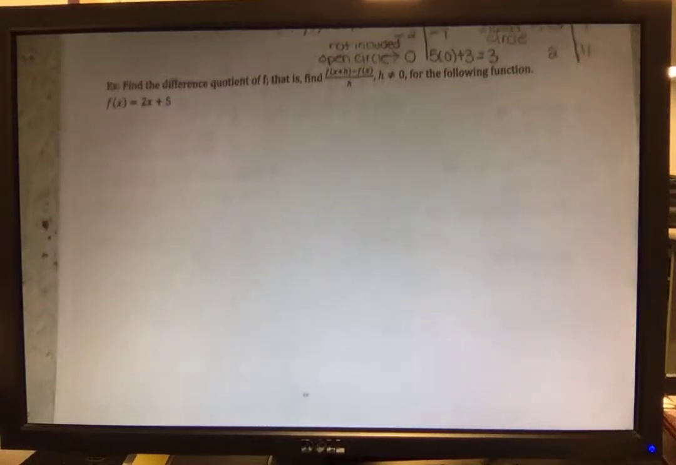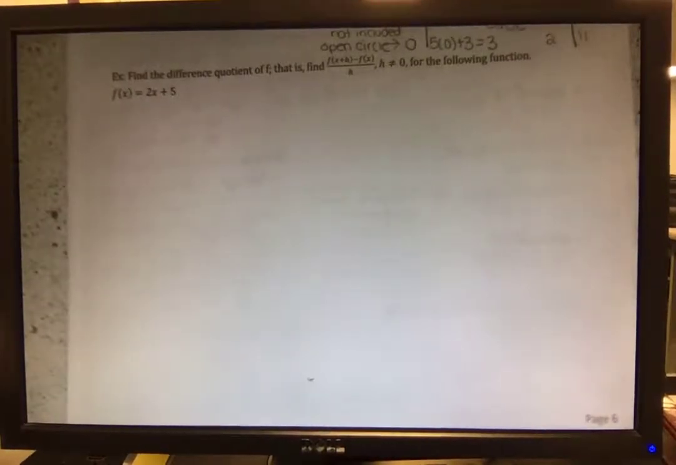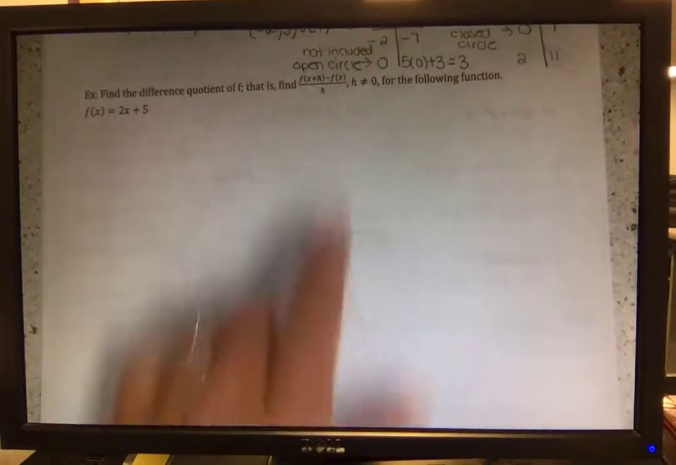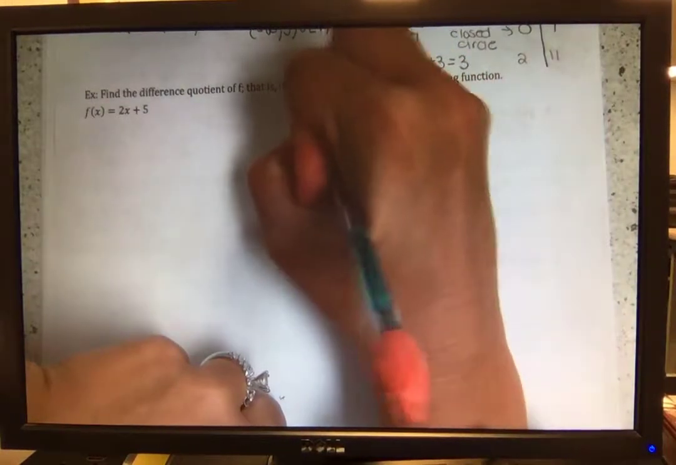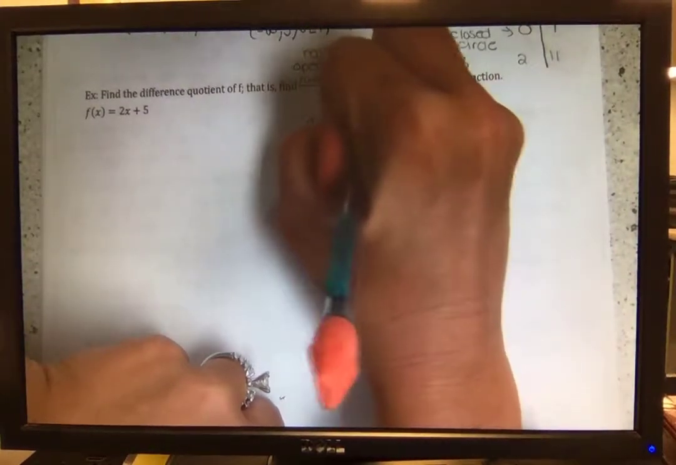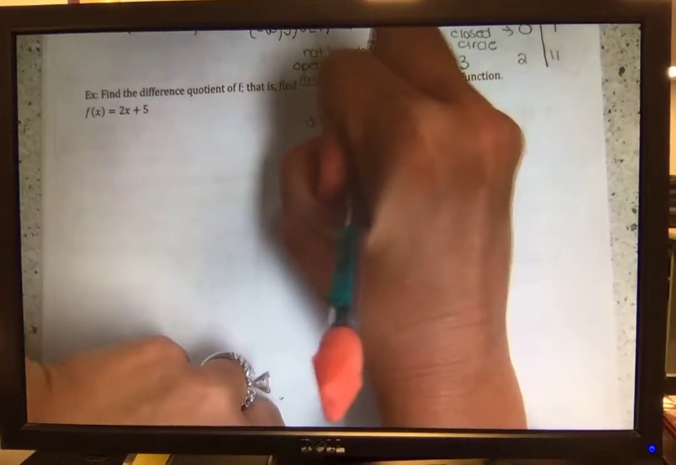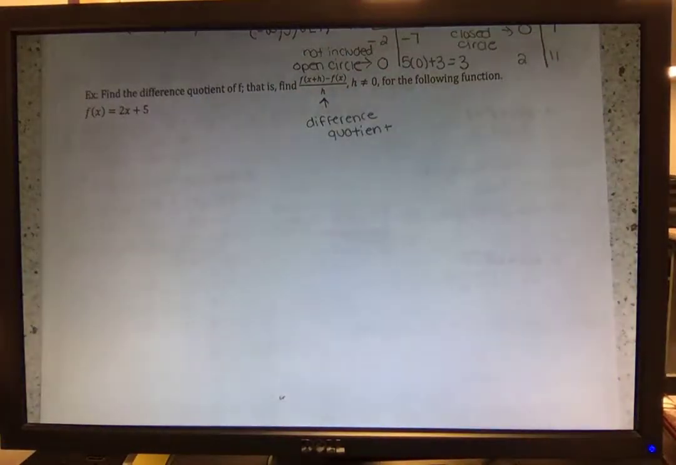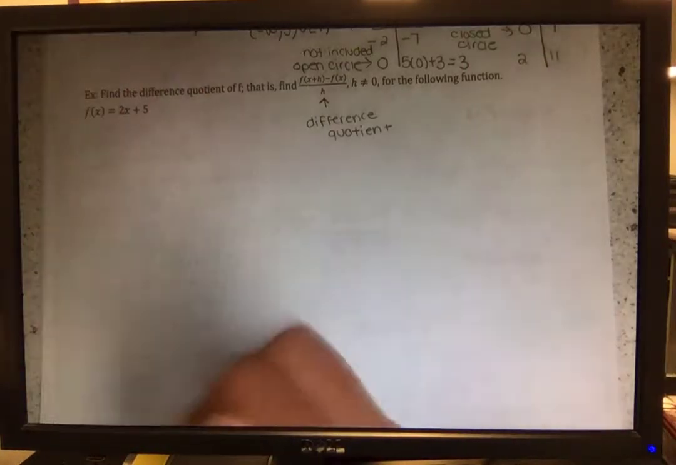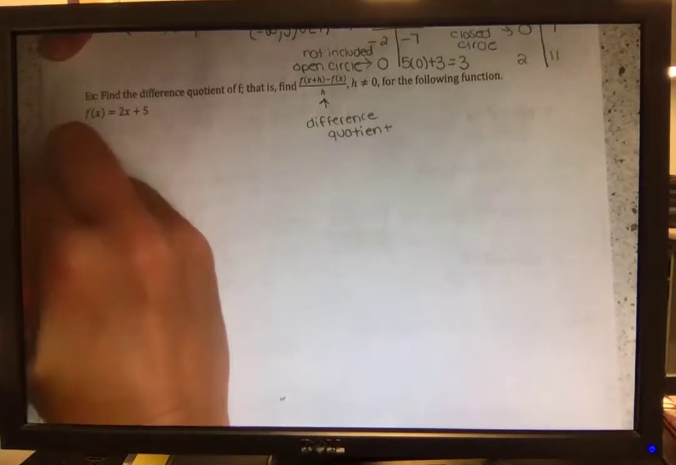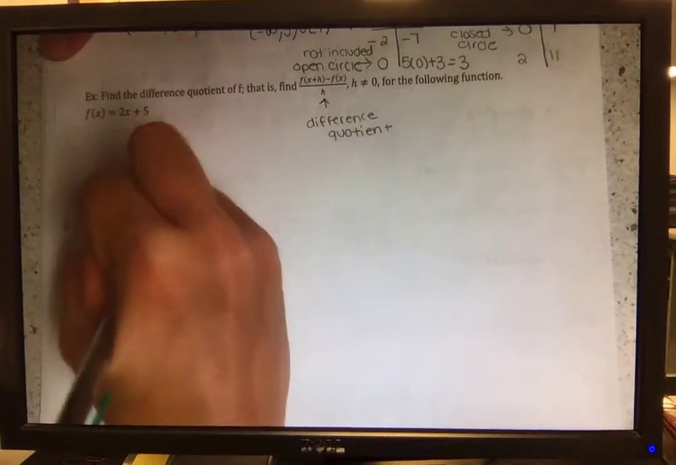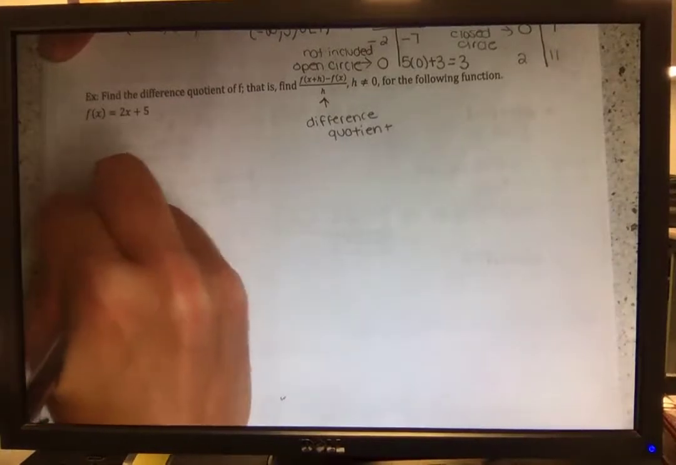Last example for section 2.2. It asks us to find the difference quotient of f. The difference quotient is just this formula here: f of x plus h minus f of x over h, in which h cannot be 0, for the following function, f of x equals 2x plus 5. So for our difference quotient, we have f of x plus h minus f of x all over h.